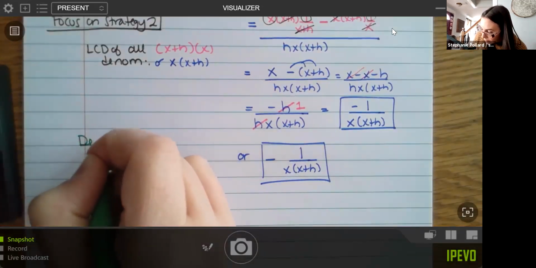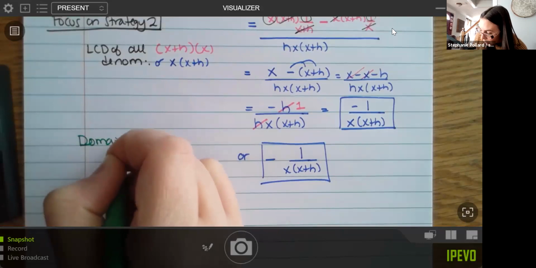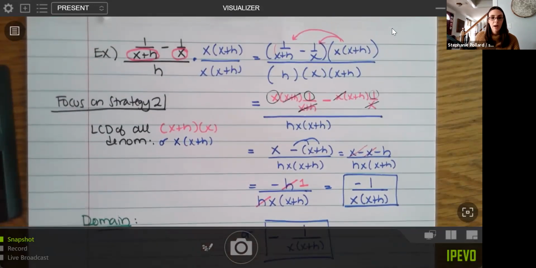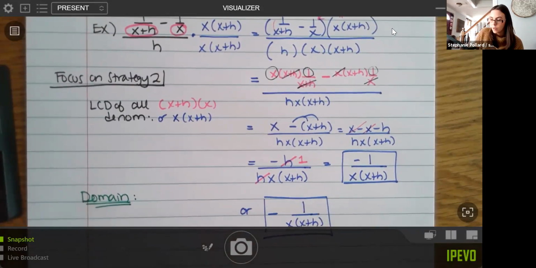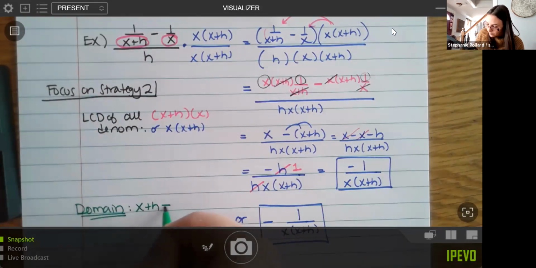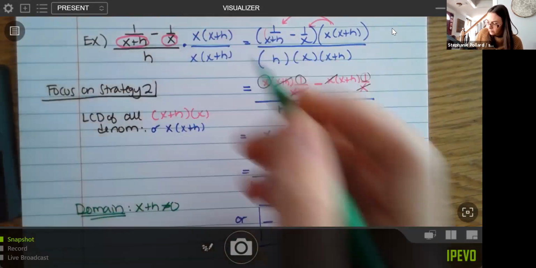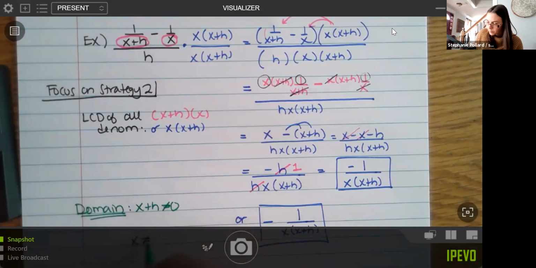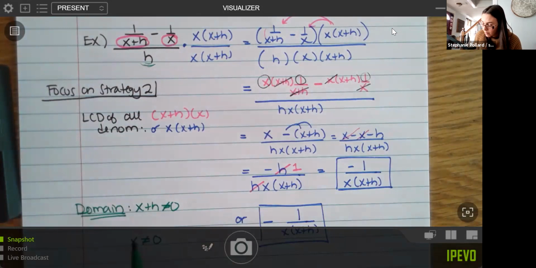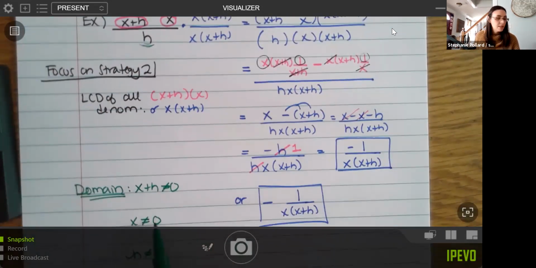Now, again, the big thing to watch out for here are all those domain issues. You have quite a few domain issues here. So think back, I would just go back to the original problem first to see all those denominators. So you have one denominator here, another one here, and actually, you do have one here as well, right? Because h actually is a denominator. So x cannot be 0, h cannot be 0 in this case.